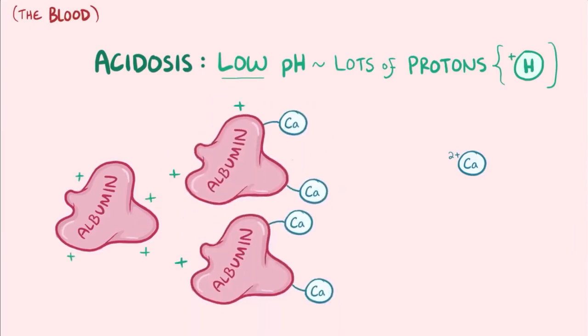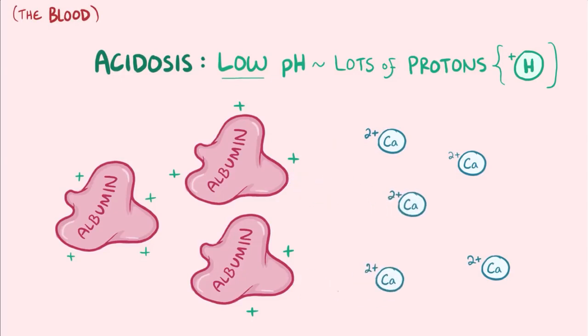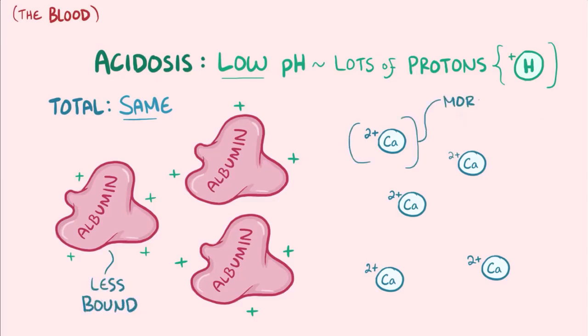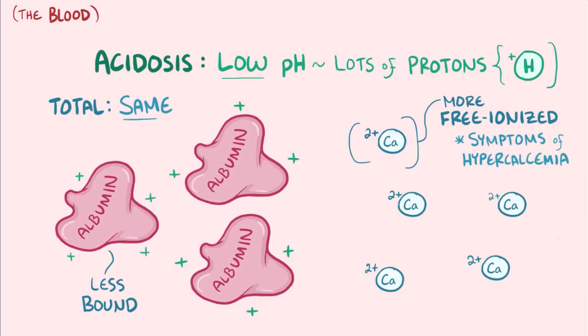So as more protons bind albumin, more free ionized calcium builds up in the blood. And so even though total levels of calcium are the same, there's less bound calcium and more ionized calcium, which, remember, is important for cellular processes, meaning that this can lead to symptoms of hypercalcemia.